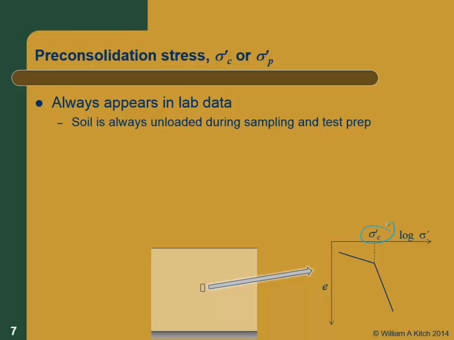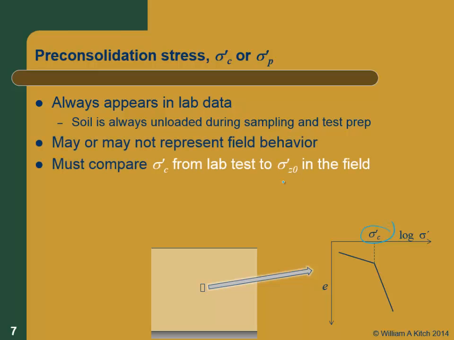How are we going to know whether or not there's actually a preconsolidation stress in the field? Well, we're going to calculate sigma prime z in the field. And if that value is over here, then I'm going to see loading on the recompression curve. If that value is very close to here, if it's right here, then it's normally consolidated.